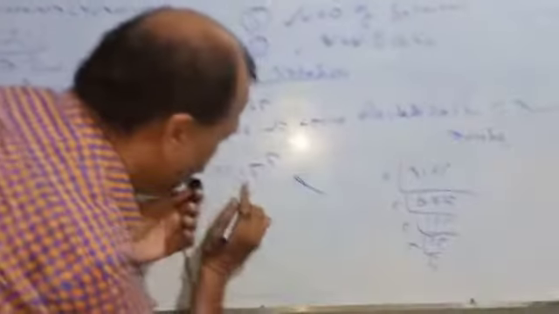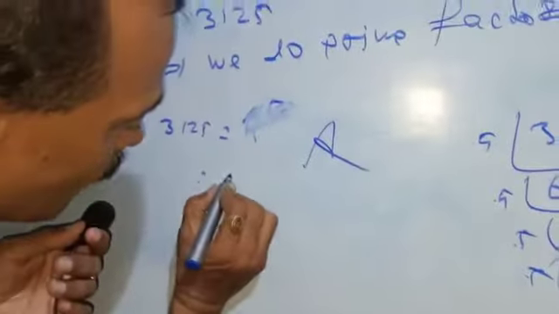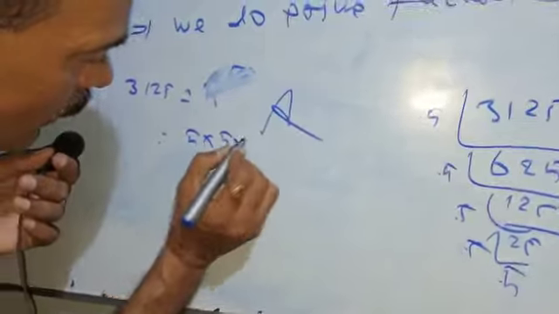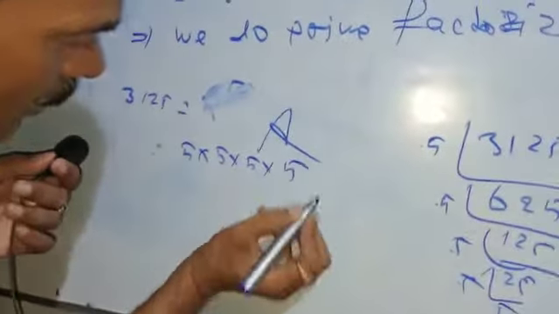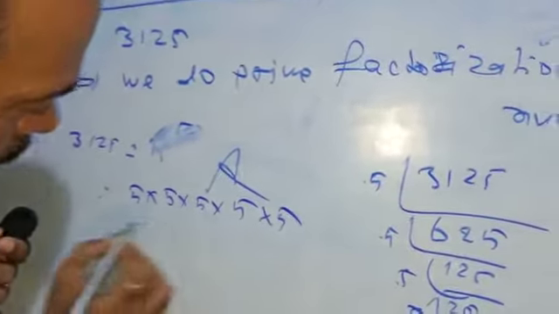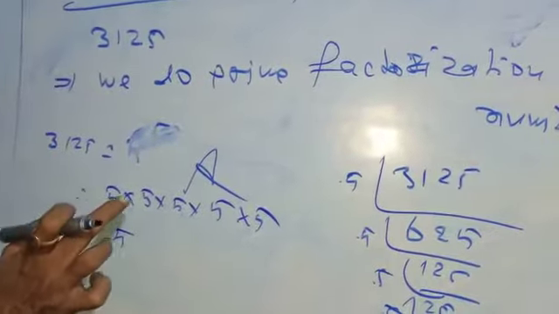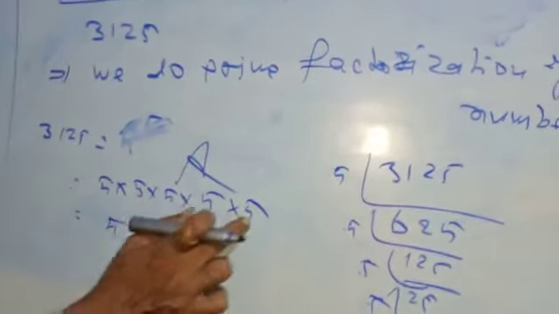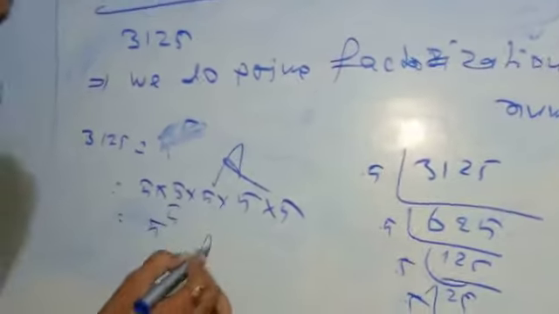You can write here 5 into 5 into 5 into 5 into 5. Therefore, 5 to the power 1, 2, 3, 4, 5. I will write here 5. This is the power notation. Similarly, you can solve.